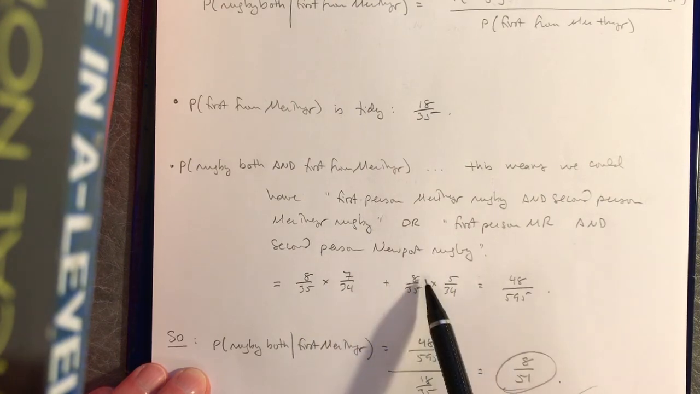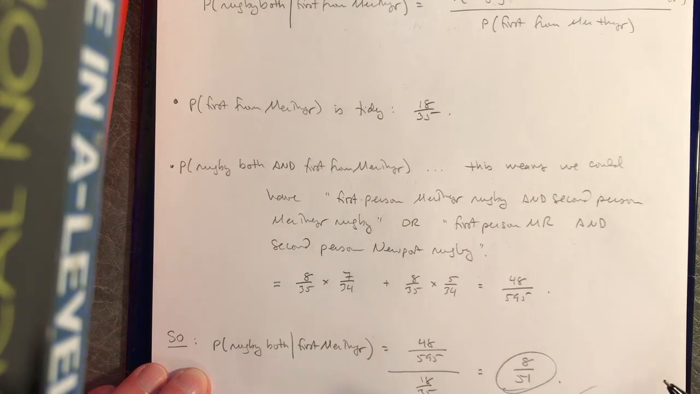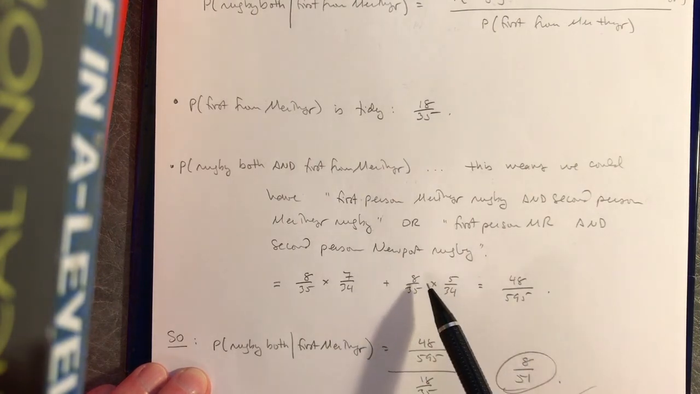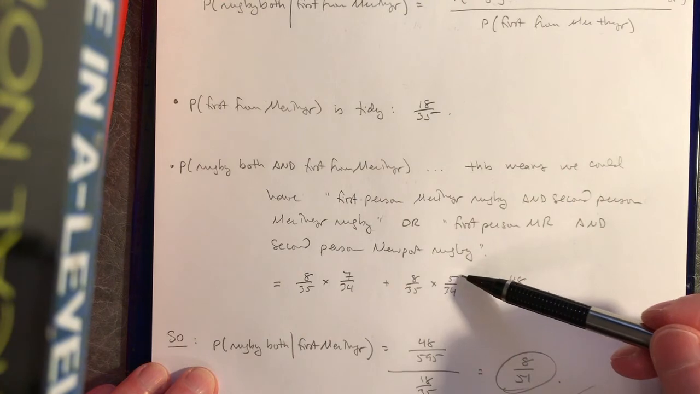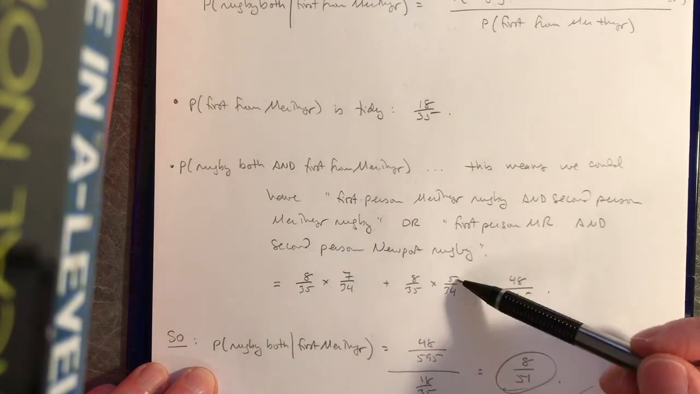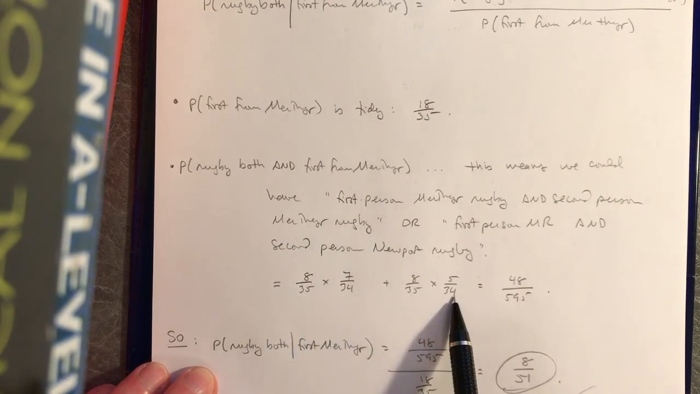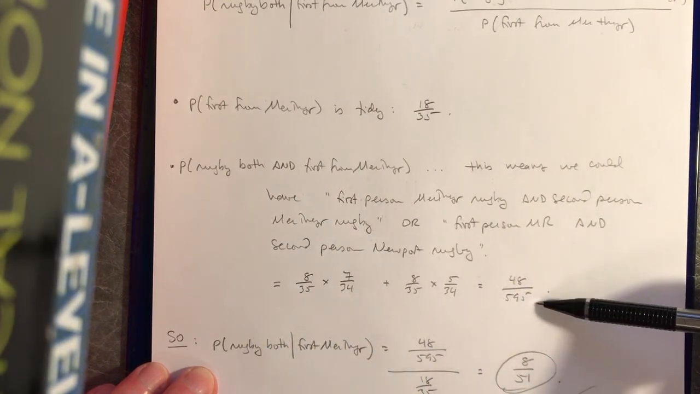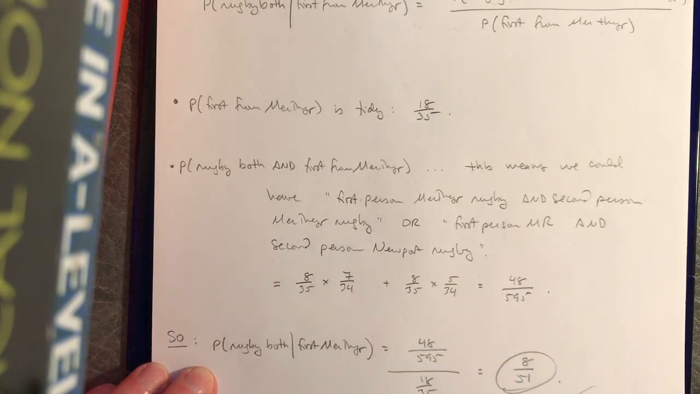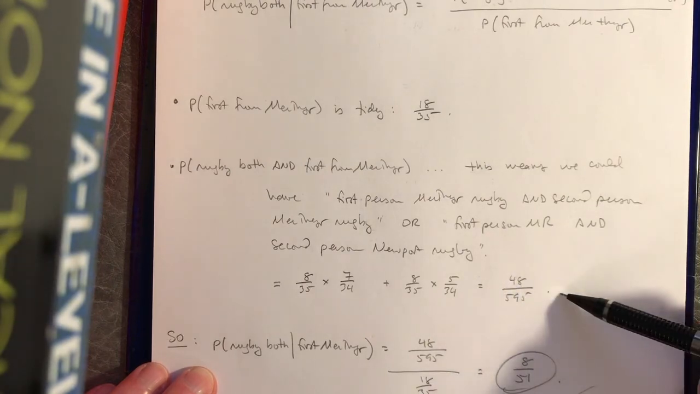And this piece, again, your first person being a Merthyr Rugby person. That's 8 out of 35. But then from Newport, you've dropped to 34 people, but you still have all 5 Newport Rugby players. So there's your 5 out of 34. And if you run it through the calculator or scratch it out by hand, you're going to get 48 out of 595. It's not a pretty number, but that's fine. I don't care. There's our number.